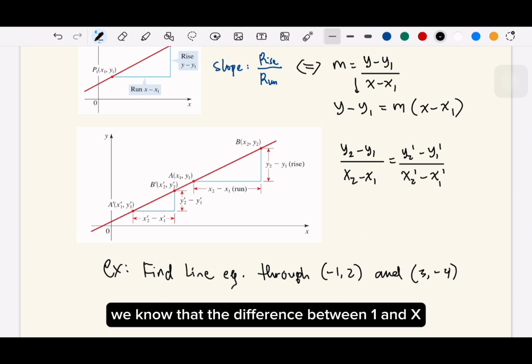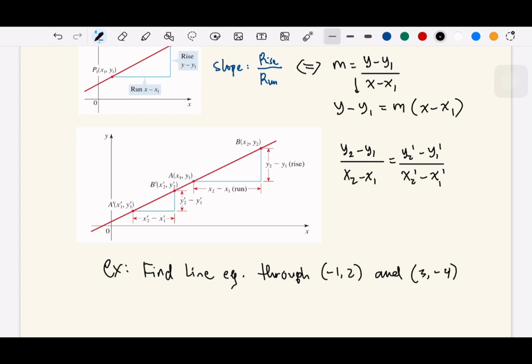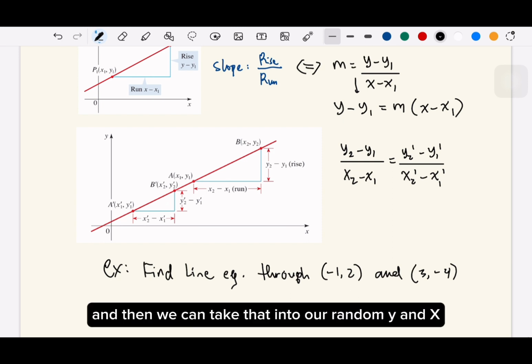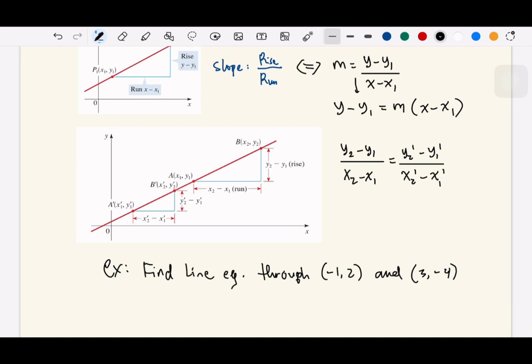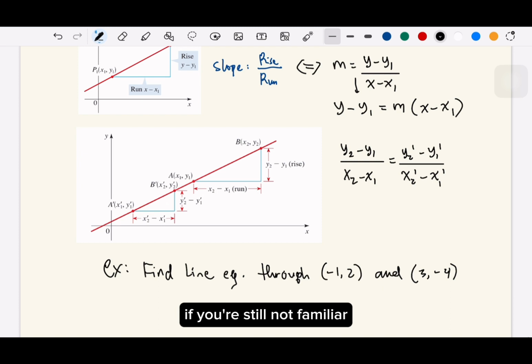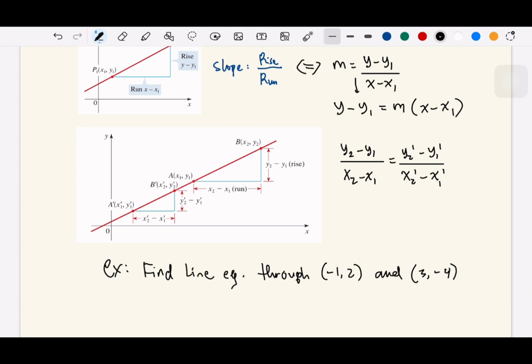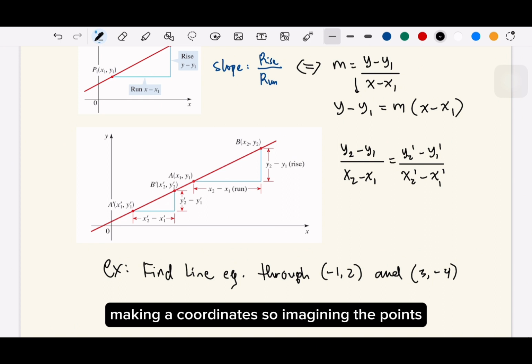We know the difference between y and x, delta y and delta x, and we know the slope. Then we can take this point or this point and substitute it into our random y and x. If you're still not familiar with how to get the line equation, you can start by making coordinates, imagining the points.